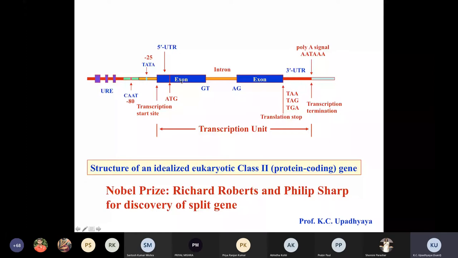The split gene discovery was made in 1977 by Richard Roberts and Philip Sharp. And of course, they published their paper in Cell. Up to 1977, we did not know that the eukaryotic genes are split genes. And there is a nice anecdote about this discovery.